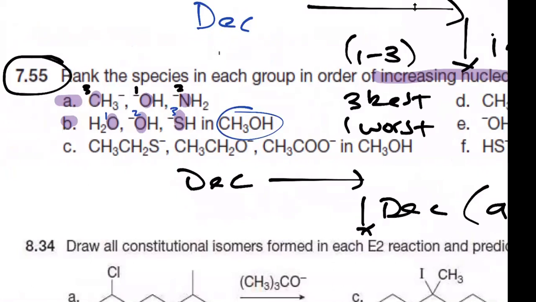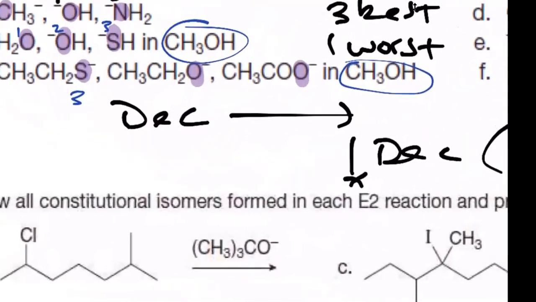All right, let's do C. Same solvent. What do you think? Immediately you see you're comparing where your negative charge is, sulfur, oxygen, and then oxygen. It's the same idea from B, and we're still in a protic solvent. So which one of those is going to be the best nucleophile? The first one, sulfur, right? So this is going to be 3. And then of the other 2, which one do you think?